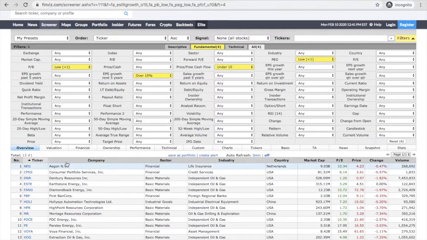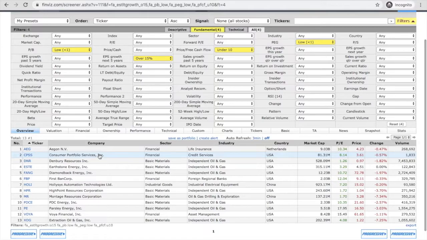And here you go. This leaves us with a list of 13 companies. Of course, right now with the market at all-time highs, you're probably not going to find very many stocks with this sort of setup. But I encourage you to check out this screener and just play around with the numbers a little bit.